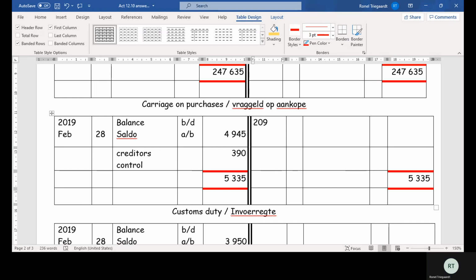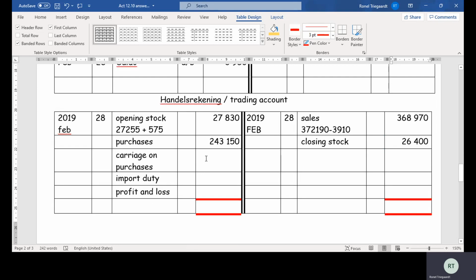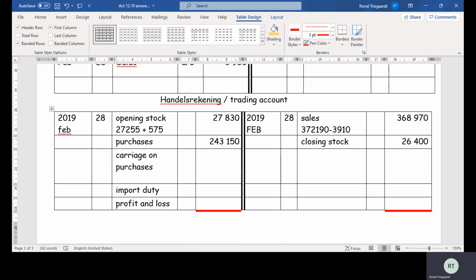2019, February the 28th, this goes to trading account. 5335. Inside trading account, carriage on purchases. If I don't show the account, I will have to show my calculation. And that was 4945 plus this was 390. Gives me the amount of 5335.